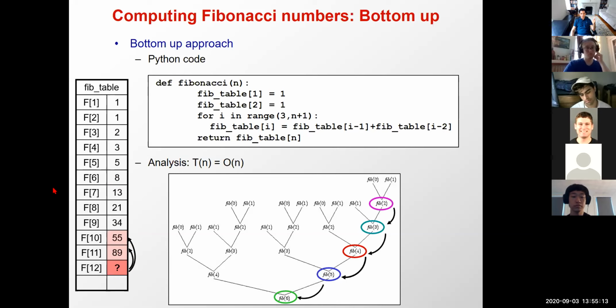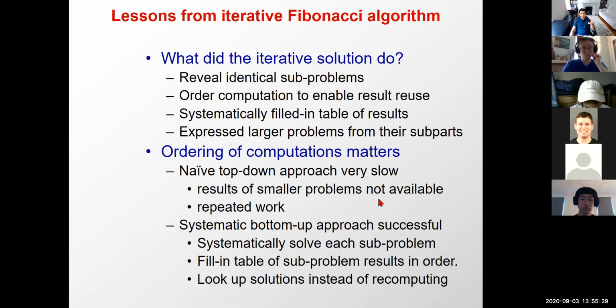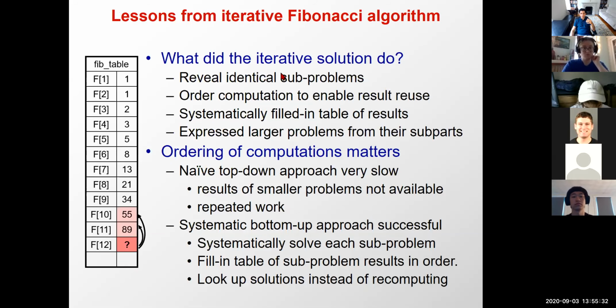So number one, I built a table. Number two, I organized the computation in a way that all of the results that I needed were available when I needed them. And number three, I basically went from the bottom up rather than from the top down. Okay? So these are basically the principles of dynamic programming. We reveal the identical subproblems. We order the computation to enable result reuse. We systematically fill in a table of results, and we express larger problems as functions of their subparts.